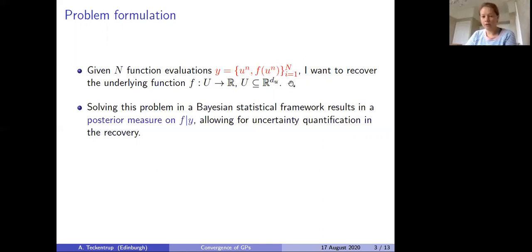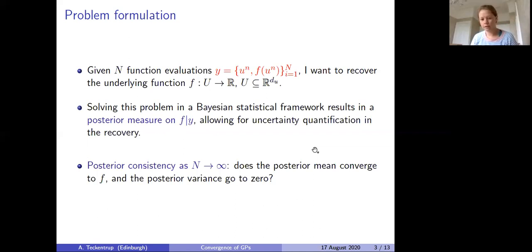I'm going to solve it in a Bayesian statistical framework, which means that my answer is going to be a posterior measure on the unknown function f conditioned on my observed data. Because I get the posterior measure, that then allows me to do some uncertainty quantification in the recovery, as well as getting an estimate of my unknown function f.